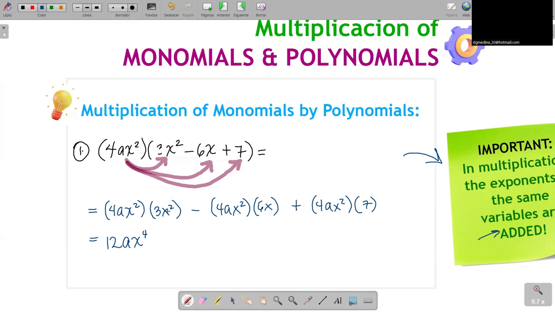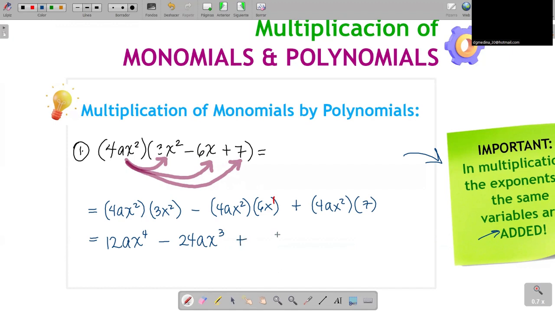So x to the square times x to the square is 2 plus 2, 4. Okay? Done with the first term. Now, negative. Let's multiply the coefficients. 4 times 6, 24. We repeat again the a. And x to the square times x is not x to the square. It's x to the 3, because remember, we have an invisible one here. So we have to add the 2 and the 1. So the answer is x to the cube.